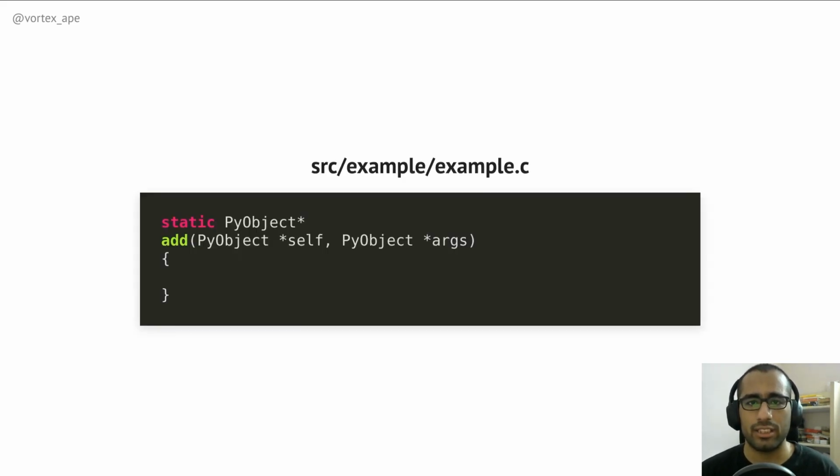This is what a C function to implement our add Python callable looks like. It takes in a pointer to the self PyObject and a pointer to the args PyObject, which will contain all the arguments that we pass to this function from Python.